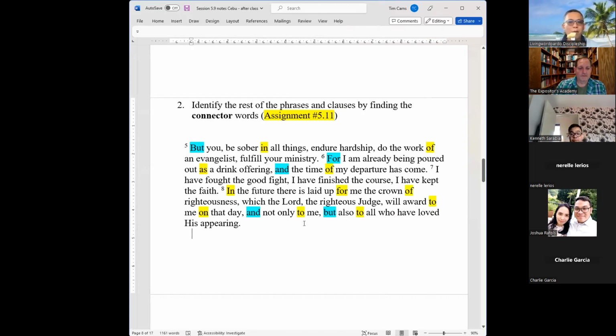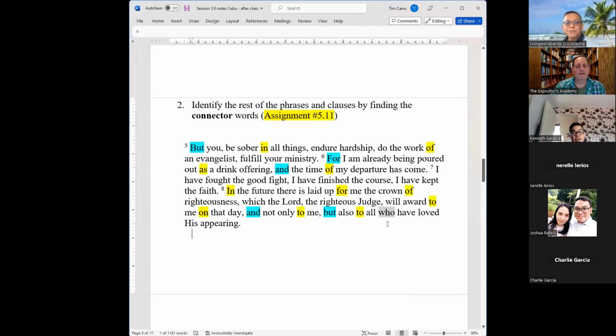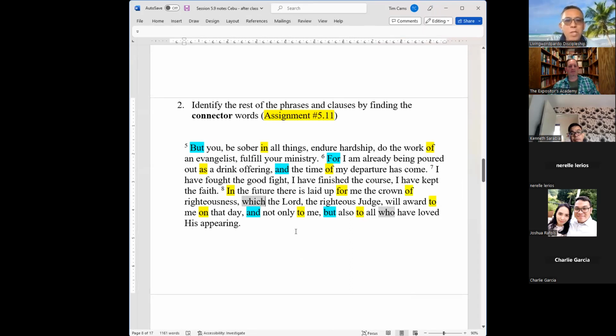Tim, where are you at? What word? Verse 8. Okay, verse 8, but what word? I didn't hear the word. Who? Okay, yeah. Who. What is that called? Relative pronoun. Yeah, relative pronoun. And there's one more. Which? Yeah. Okay, another relative pronoun. Very good. I think that's all of them.